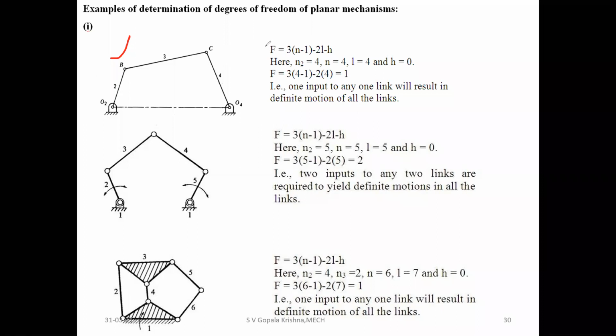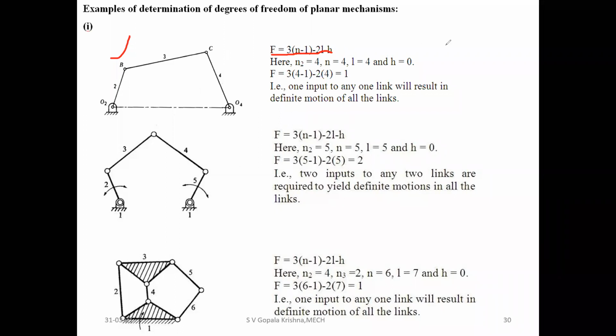Another textbook may also represent it with different symbols. Another author has taken particular symbols: F equals 3 into (N minus 1) minus 2L minus H. So these are also the same. The equation is the same, but the other author has changed the representation.